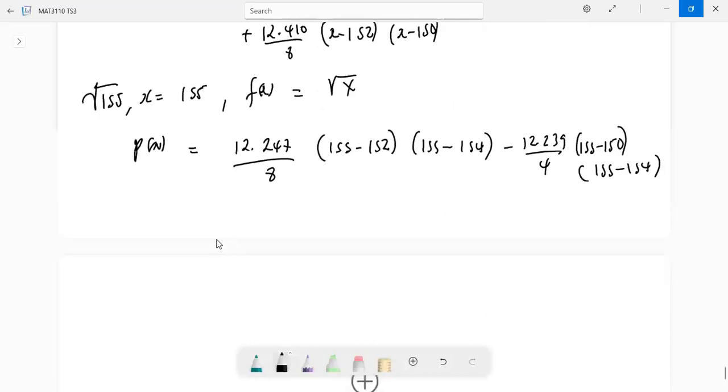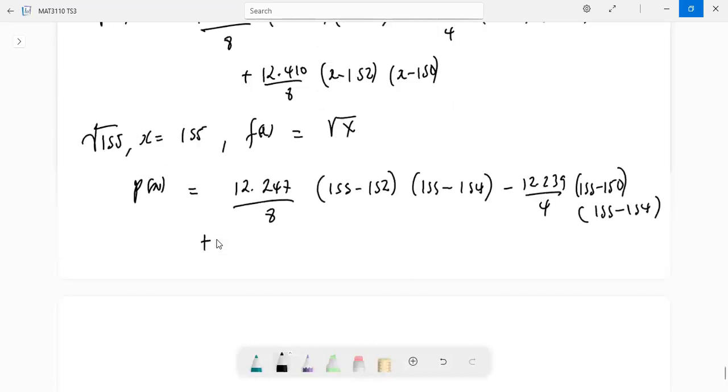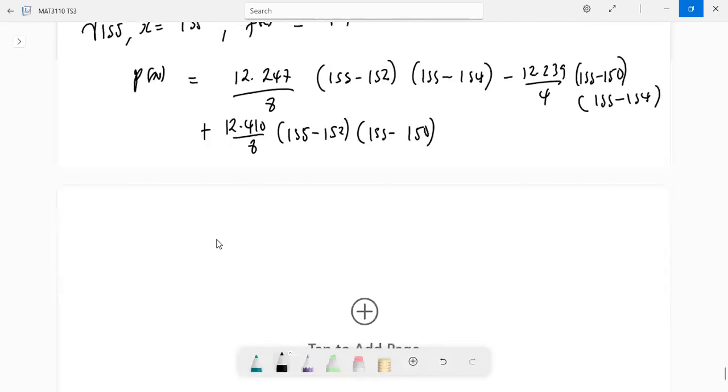Okay, and then plus 12.410 over 8, 155 minus 152, 155 minus 150. So let's try to punch that. I'll punch term by term and get its value. So the first one, 12.247 over 8, and then times 155 minus 152 times 155 minus 154.